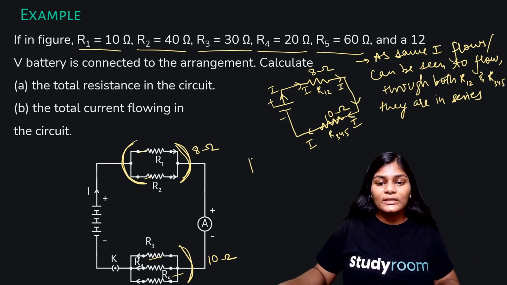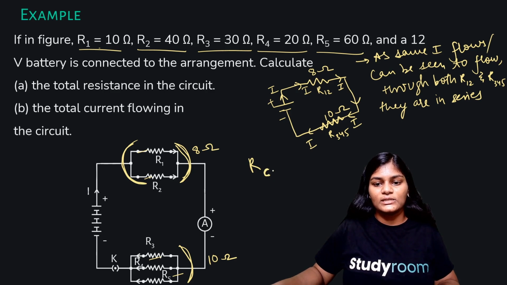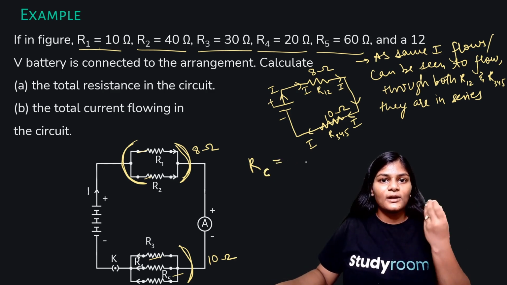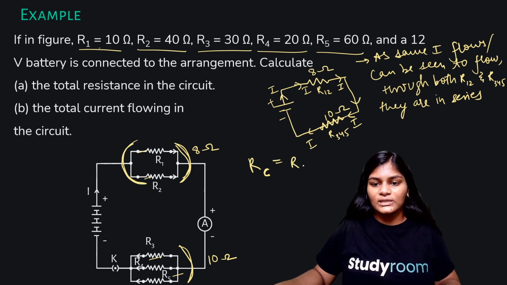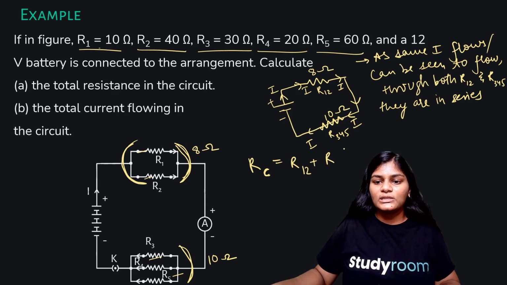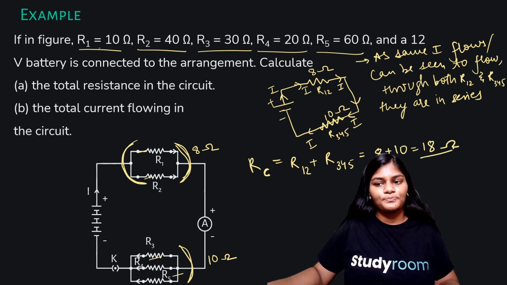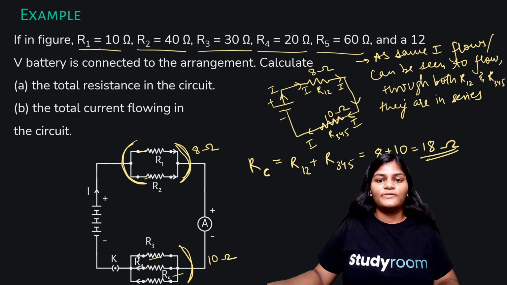So, the final equivalent resistance in the circuit, or you can write RC, which is the final circuit resistance. C for circuit is nothing but the series combination. What is the equivalent resistance? It is R1 plus R2. So, here R12 plus the second resistance R345, which is equal to 8 plus 10 is equal to 18 ohm. Okay, that is your first part.